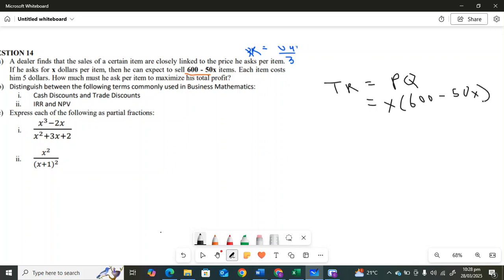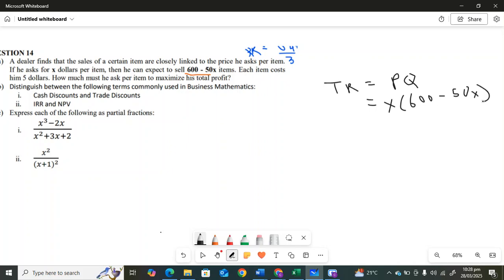Any questions before I move further? We're going to move at a slow pace, so do not worry, colleagues. I won't move fast. We're trying to find the selling price to maximize his profit. Remember, profit deals with revenue and costs. So first, find the total revenue. Then you find the total cost.